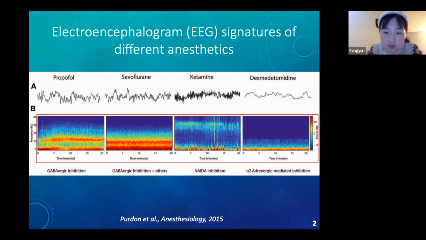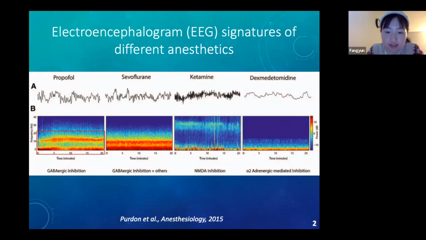We can see that these 4 common anesthetic drugs produce very different EEG spectrograms. These EEG signatures can be related to their different molecular targets and neural circuits. Propofol produces slow and alpha oscillations, mainly through the GABAergic inhibition mechanism, whereas ketamine produces high-frequency gamma oscillations, mainly through the NMDA inhibition mechanism. Ketamine is of great interest to us because of its unique properties.